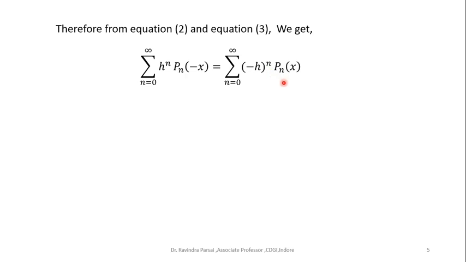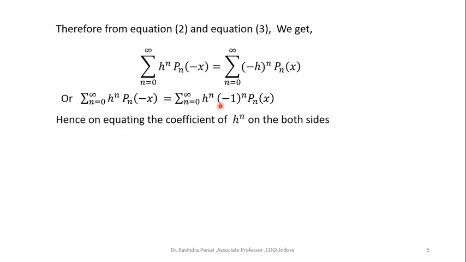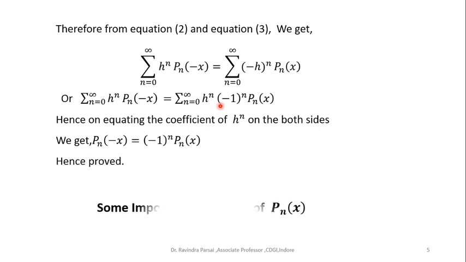Now, just by equating the coefficient of h to the power n on both sides, before this you write the right hand side in the pattern by taking minus 1 raised to n separately. And so, equating the coefficient of h to the power n on both sides, we get Pn of minus x on the left side, and on the right hand side minus 1 raised to n of Pn of x. That is the desired result number 2.